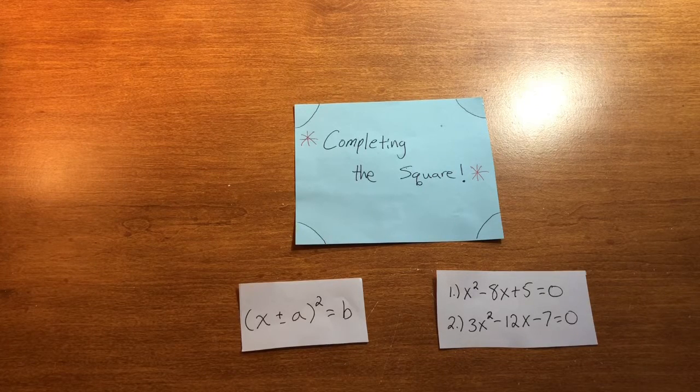Today we're going to be completing the square. I'll walk you through two example problems, and our goal is to write our equation with a perfect square binomial on the left side, some constant b on the right side, and then from there we're going to be able to solve for x, okay?